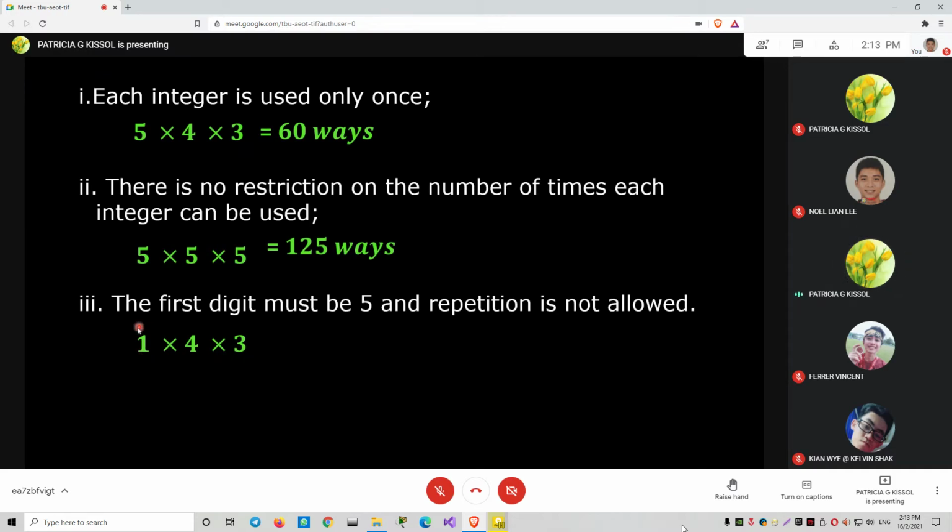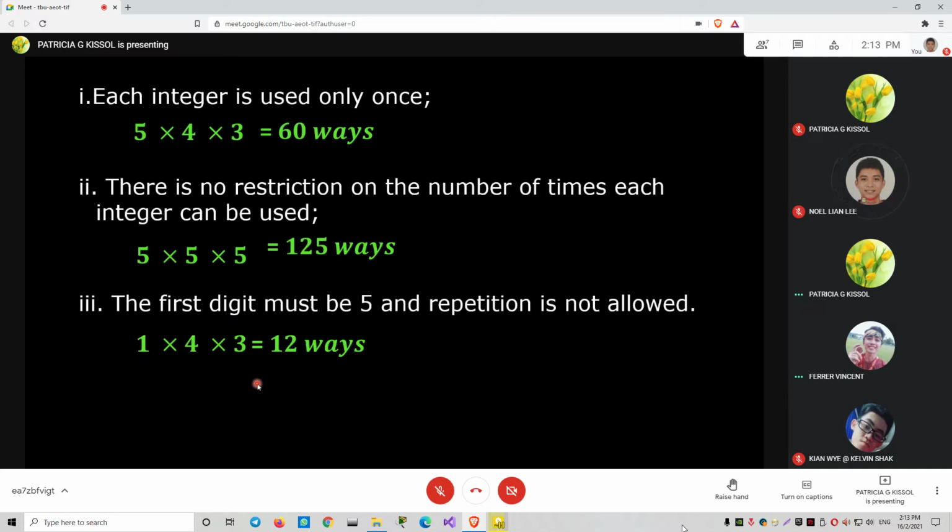So since the 5 has been chosen, repetition is not allowed. That means for the second number, we only have 4 numbers to choose from, and then followed by 3 numbers to choose from, because repetition is not allowed. So therefore the answer would be 12 ways. Okay, so far okay? Do you understand?